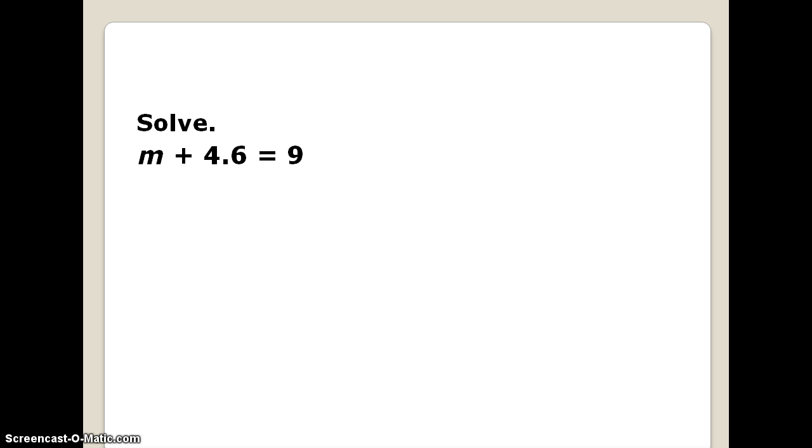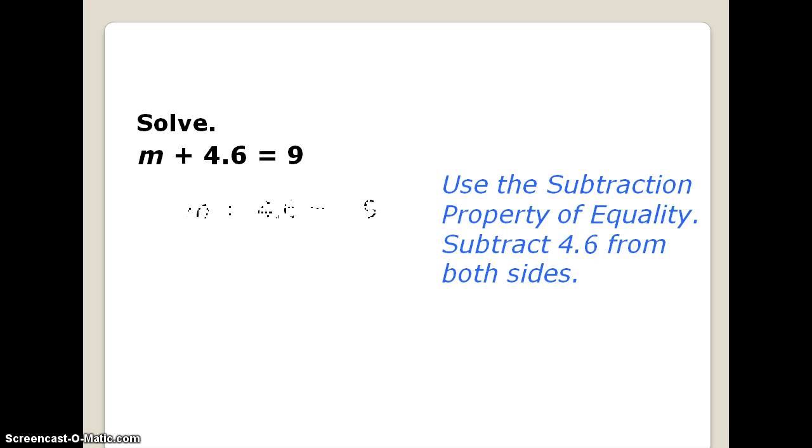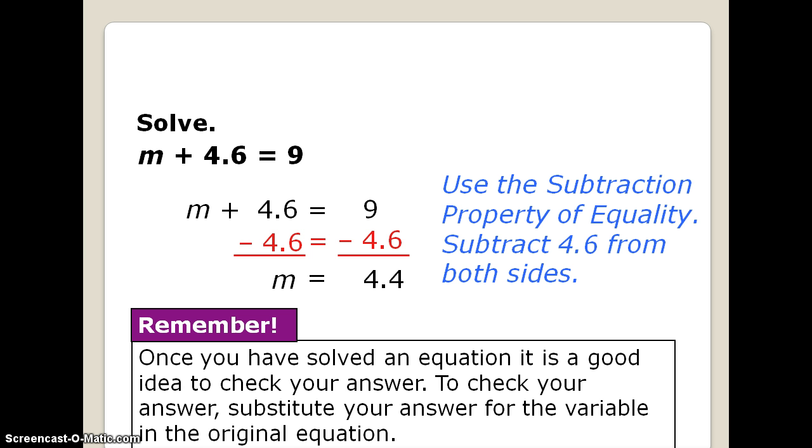So we're going to solve m plus 4.6 equals 9. Remember, the goal is to figure out what number m is representing. So we look at the variable and then we look at what's happening with it, m plus 4.6. Our goal is to get m all alone, so in order to eliminate a positive 4 6/10, we need to subtract 4 6/10 from both sides. So the 4.6's will cancel. Remember, the 9 becomes 9.0 when you subtract, and we get m equals 4.4.